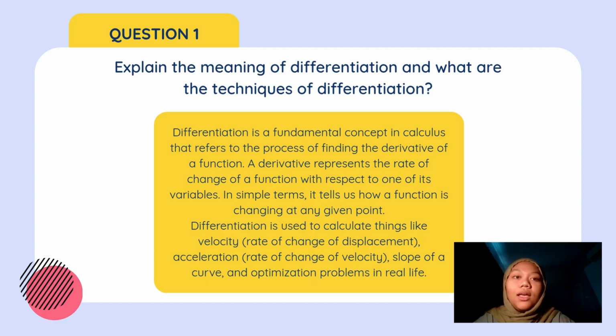Question 1. This question asks us to explain the meaning of differentiation and the techniques used to perform it. First, what is differentiation? Differentiation is a process in calculus used to find the rate of change of a function. In simple words, it tells us how a value changes with respect to another. For example, how distance changes with time or how fast something is moving, which we call velocity.